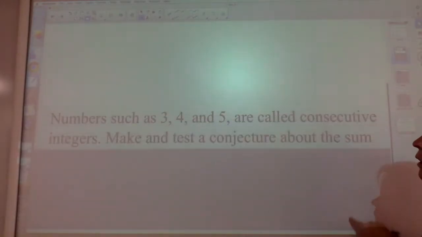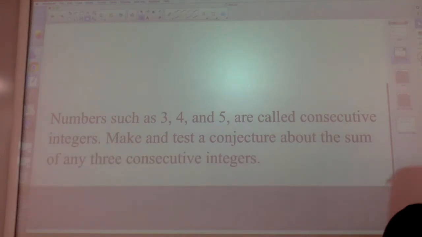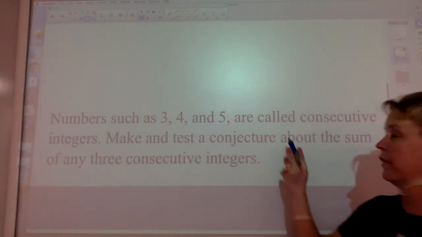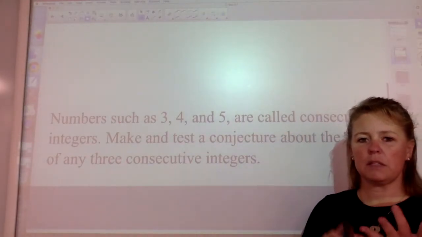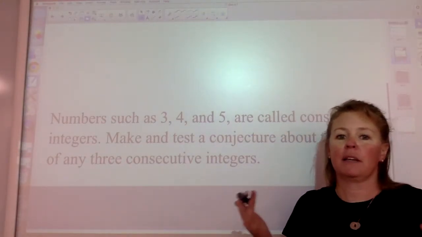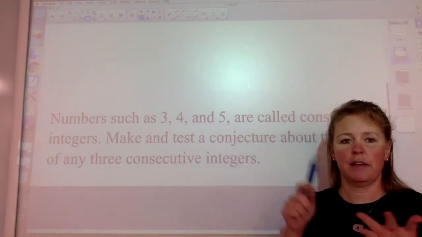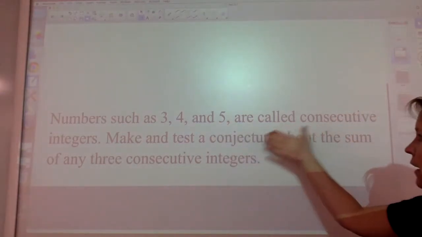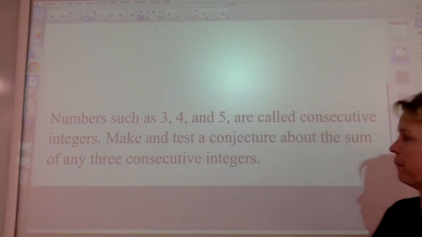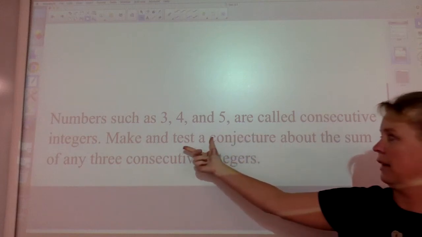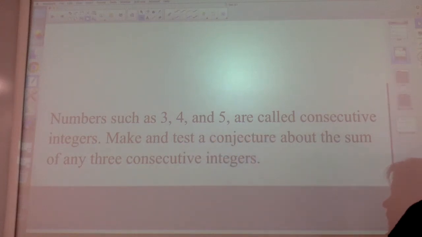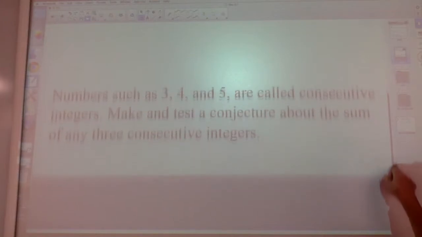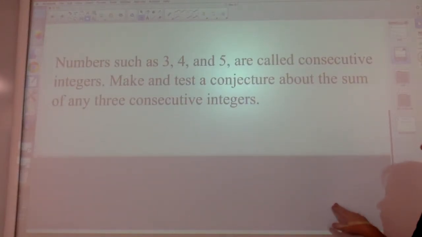Okay, next one. Numbers such as 3, 4, and 5 are called consecutive integers. If you haven't heard that before, consecutive integers means any 3 numbers in a row. If they said consecutive odd integers, you would say 3, 5, 7. If they said consecutive even, you would go 2, 4, 6. But when it's consecutive integers, it's just 3, 4, 5. We have to make a conjecture and test a conjecture about the sum of any 3 consecutive integers. If we took any 3 consecutive integers and added them up, could we make a conjecture about it?